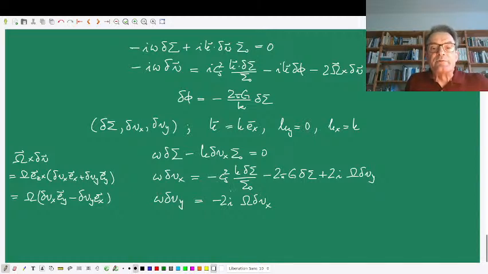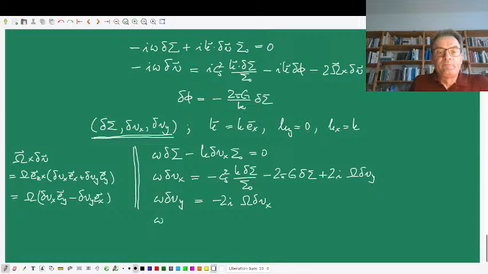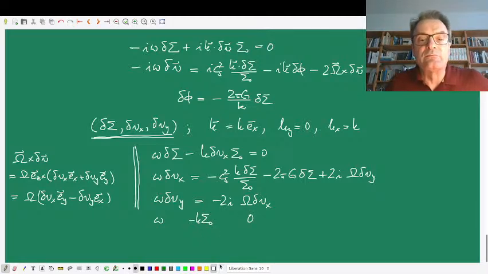Now I need to regroup them a little bit because of course we want to rewrite them in matrix form and use this vector here as the vector of unknowns. So if I write the whole system of equations in matrix form, I'm getting omega times delta sigma from the continuity equation. Then I have a minus k times sigma 0 times delta Vx, and I have no contribution from delta Vy.